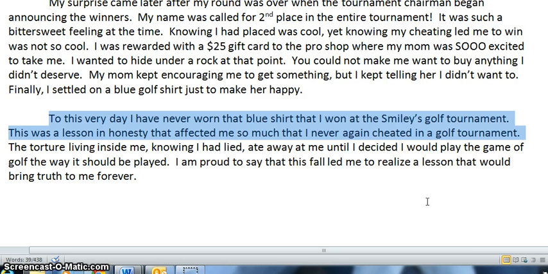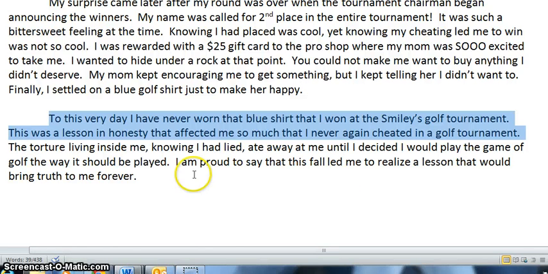To this very day, I have never worn that blue shirt I won at the Smiley's golf tournament. This was a lesson in honesty that affected me so much that I never again cheated in a golf tournament. Boom, right there. I have restated the exact point of this paper at the bottom in the conclusion, the last slice of bread of my sandwich here.